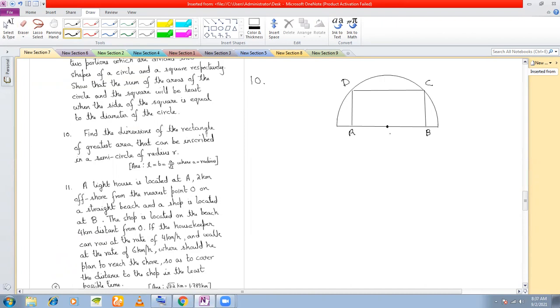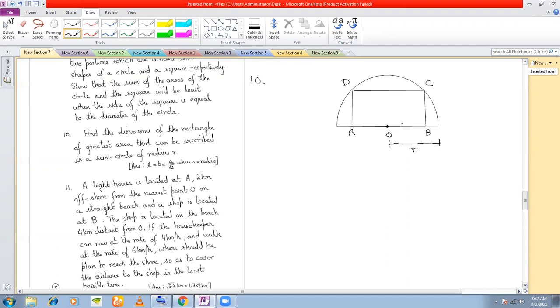Let us call the center O. The radius they have given you as R. You have to find out the dimensions of this rectangle, that is, the length and breadth, such that the area of this rectangle is maximum possible. When is the area of this rectangle maximum possible? When length is equal to something and breadth is equal to something. That is what you need to show.